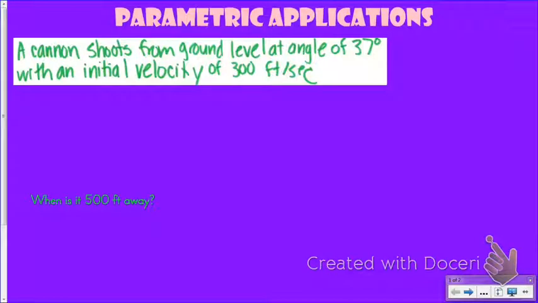Alright guys, so what we're going to do now is look at some actual applications of parametric functions. I have a word problem here: a cannon is shooting from ground level at an angle of 37 degrees with an initial velocity of 300 feet per second. I'm going to draw out what that looks like. I've got a cannon, and I know it's going to shoot up, and then eventually it's going to come back down. And I know that angle was 37 degrees.